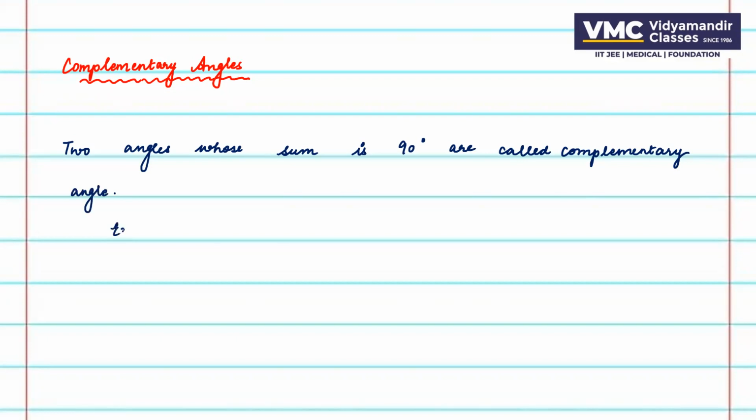If we need to take an example here, suppose I am taking one angle as 50° and another as 40°, and if I find their sum, it comes out to be 90°. So 50° and 40° are forming complementary angles. Therefore, 50° and 40° are complementary angles.